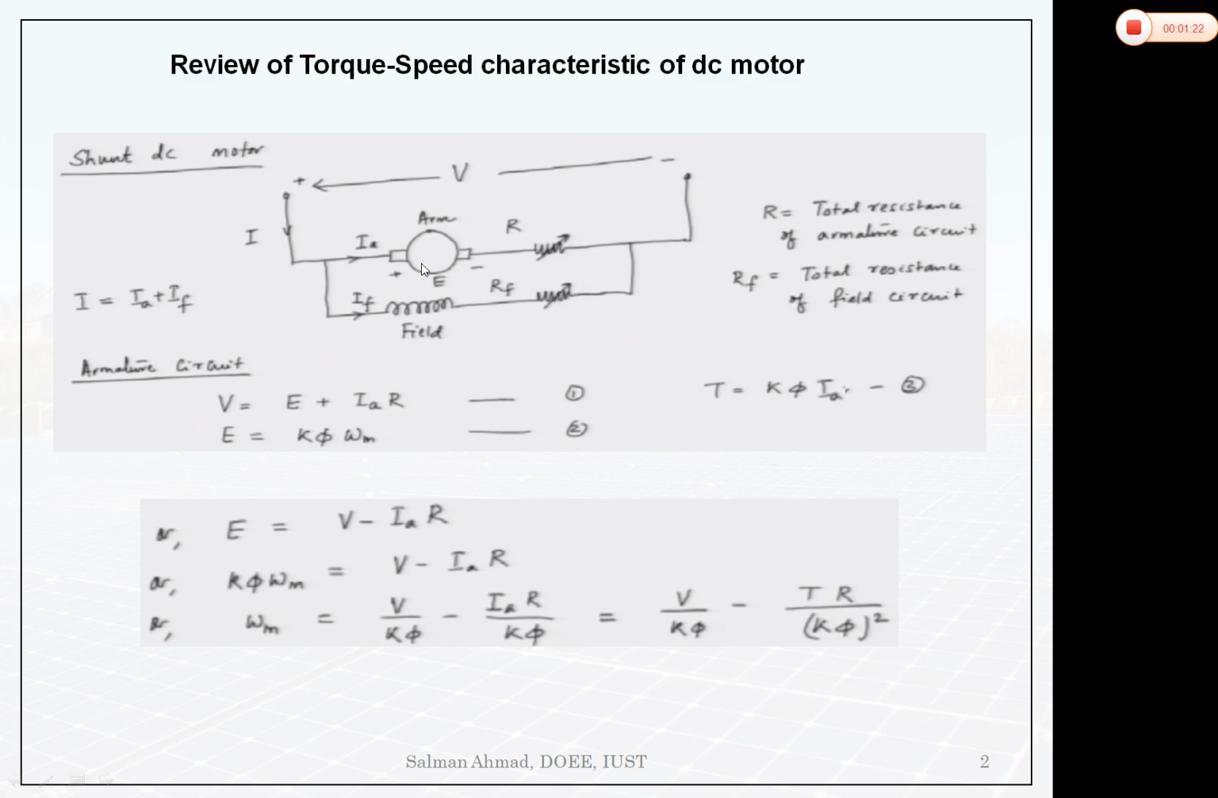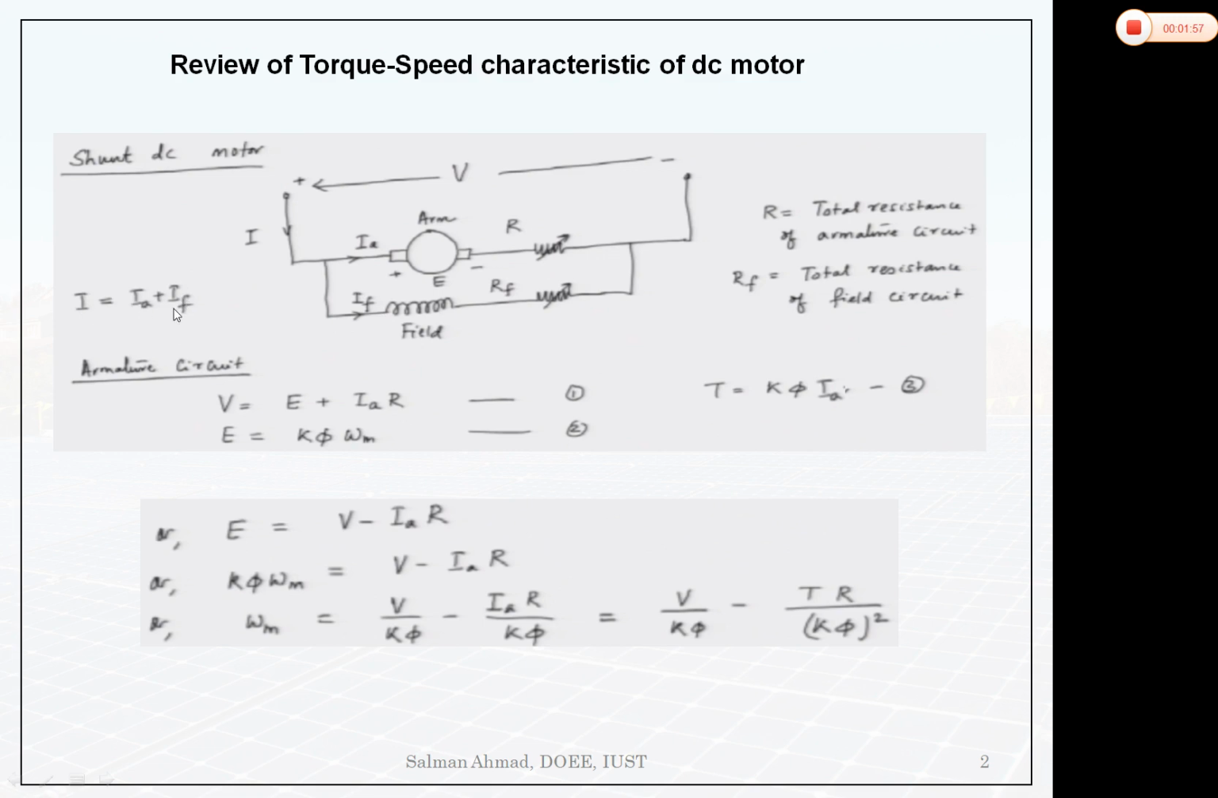Now these two windings are supplied with voltage V. So the voltage across the field winding and armature winding is the same, that is V. Now the current withdrawn from the supply is I, which is divided into the armature circuit and field circuit. The current in the armature circuit is Ia, the current in the field circuit is If. So I is equal to Ia plus If.